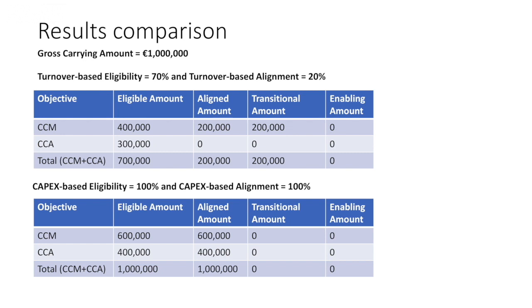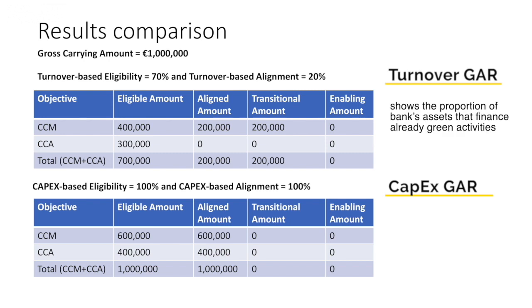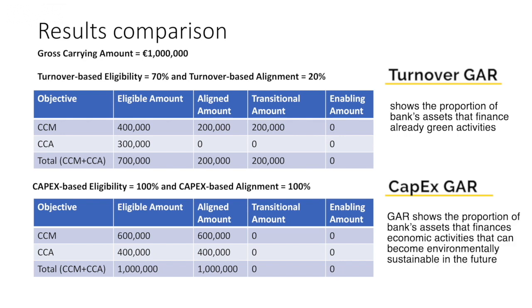That's the reason why regulators require credit institutions to compute and report two separate green asset ratios, a turnover-based GAR and CapEx-based GAR. Turnover-based GAR essentially shows the proportion of banks' assets that finance already green activities, while CapEx-based GAR shows the proportion of banks' assets that finance economic activities that can become environmentally sustainable in the future. Or in other words, the proportion of banks' assets that will help turn non-green activities into green ones.